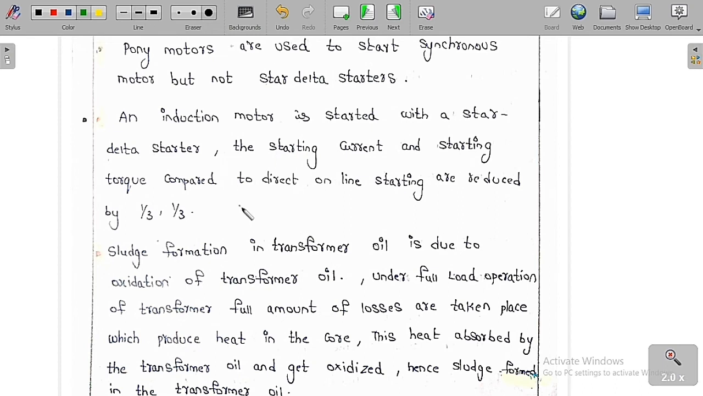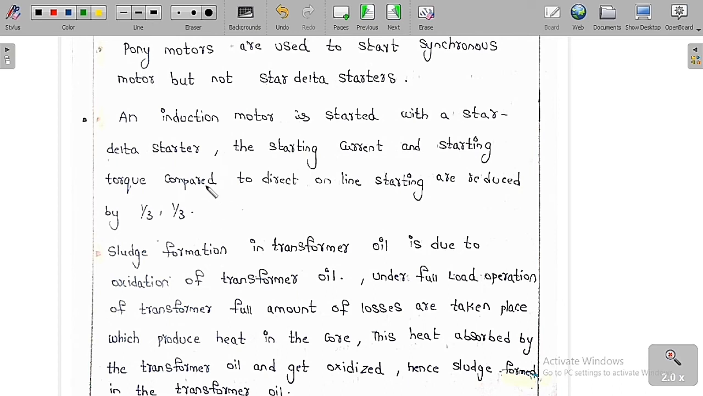For an induction motor, the stator winding can be connected either in star fashion or in delta fashion. Whereas in the case of a synchronous machine, the stator coil or the armature coil should always be connected in a star connection only. These things I already told you in a very detailed manner.